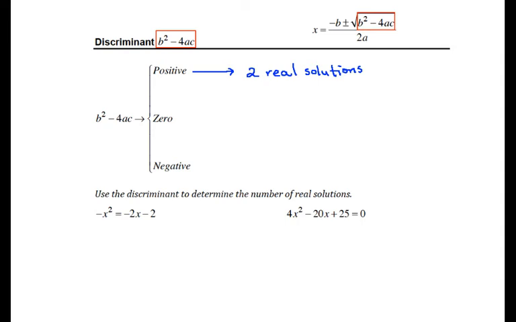If the discriminant turns out to be 0, then note what your expression really looks like is this: minus b plus or minus the square root of 0 over 2a. Well, the square root of 0 is of course just 0, so it doesn't matter whether I'm adding 0 or subtracting 0. These both come out to be minus b over 2a. So in this case, we only get one real solution.